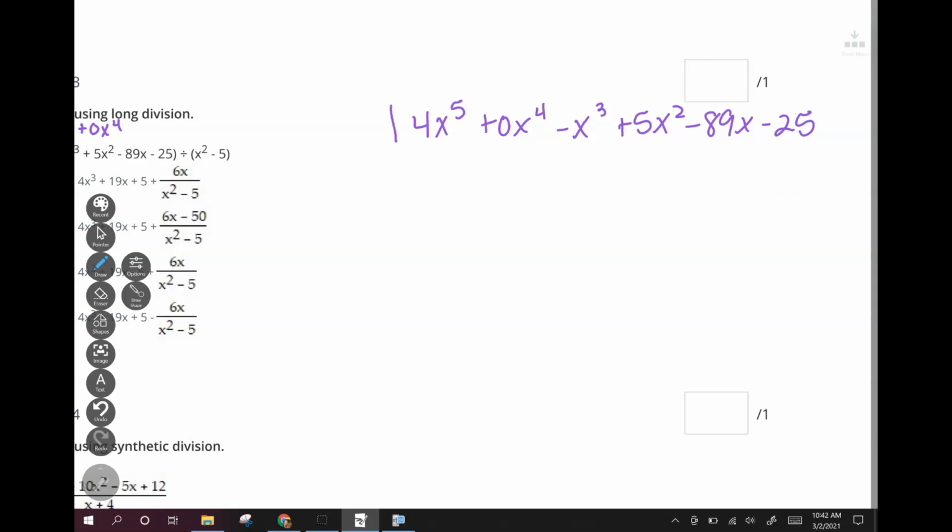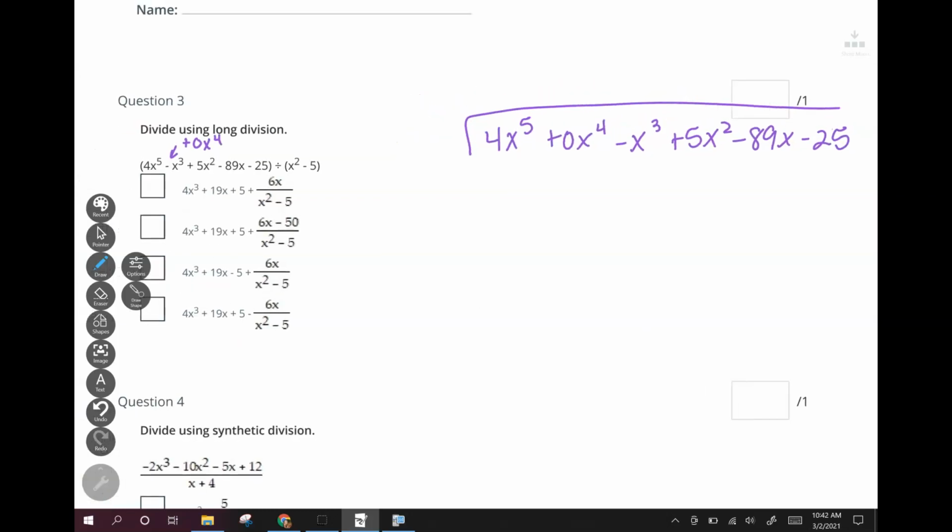Now the part that messes most people up on this problem is inserting your 0x here, right? Even for the divisor, you want to make sure all of your terms are there. So this is x squared plus 0x minus 5. So make sure you insert that. And that actually makes the problem a little easier in my opinion, because this time we're actually going through 3 terms at a time, since we have 3 terms in our divisor.